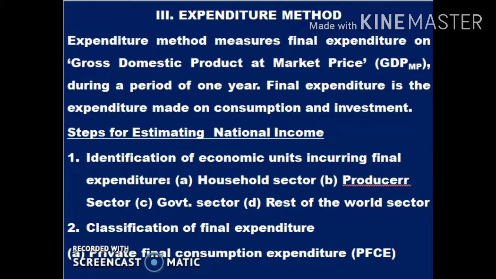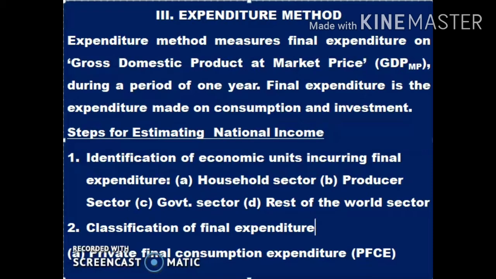Steps for estimating national income. The first step is identification of economic units incurring final expenditure. Which are the economic units? They are the household sector, the producer sector, the government sector, and the rest of the world. The next step is classification of final expenditure. You have to understand which expenditures take place in the economy.